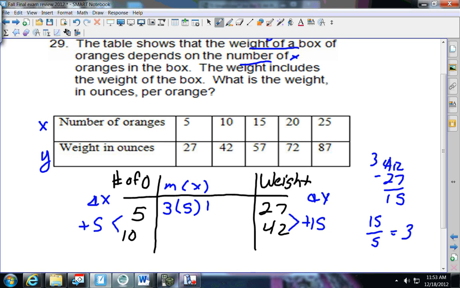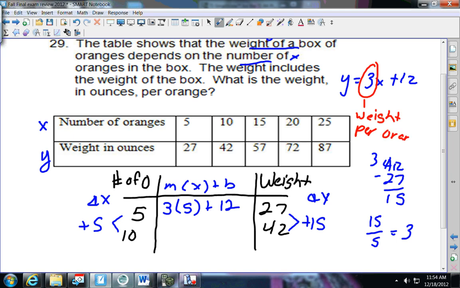15 plus what? Okay, to get your y-intercept gives you 27. 15 plus 12? All right, so my equation becomes y equals 3x plus 12. This right here is the weight per orange. This number right here, this constant, the one-time charge, if it was in a box, this would be the weight of the box.